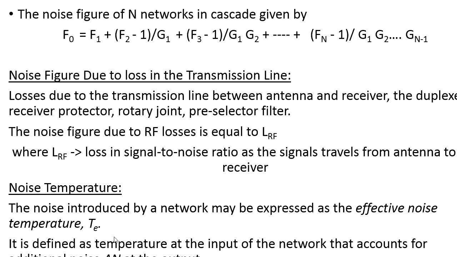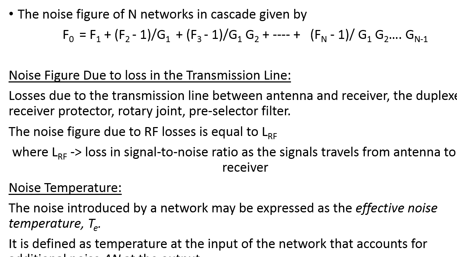Noise temperature is nothing but the noise that is also added to the network by variation in the temperature. So that is the noise temperature. Here it is defined as the temperature at the input of the network that accounts for additional noise delta n at the output. Even in the receiver part of the radar, the temperature parameter is going to affect the noise parameter. That type of noise we call noise temperature.